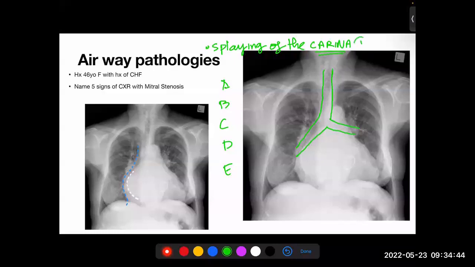So splaying of the carina is what we are seeing. Splaying of the carina is very specific. It is an X-ray sign of mitral stenosis. So in mitral stenosis, there is splaying of the carina. There are 5 things that are associated with mitral stenosis. Splaying of the carina is one of them. What are the others in X-ray features of it?